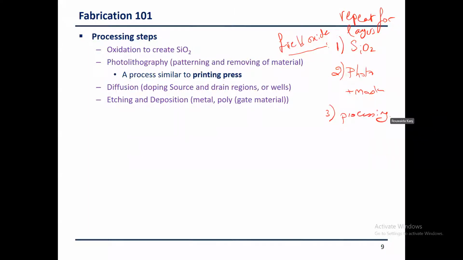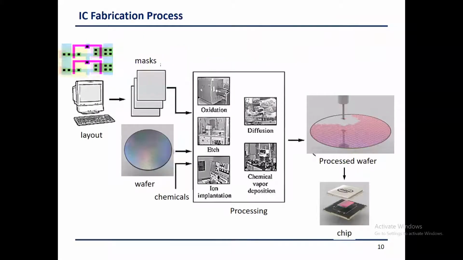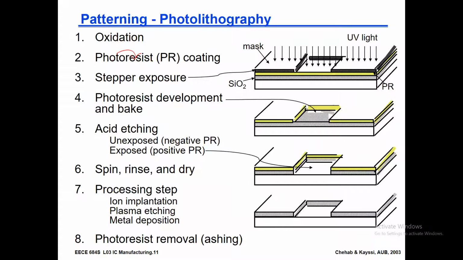We add the metal, we draw the metal or stuff like that, etc. Okay, so these are the 3 steps that we will be repeating. Here they're just showing you that we're going to transfer the layout onto the mask and repeat those 3 steps until we finish the fabrication of the chip as we talked last time.